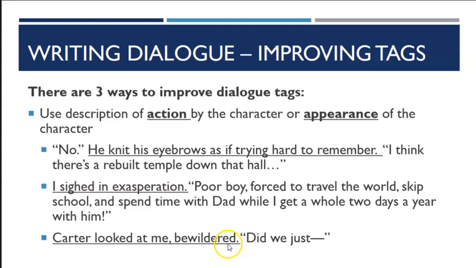"Did we just?" Carter looked at me, bewildered. So again, here's an action. Carter looked at me. That's what he's doing. Bewildered is how he looks, is his appearance. But none of this is a synonym for said. Okay, there's a complete sentence. It's what he's doing. It's just put in the same paragraph with what he's saying, so we know who's saying it.